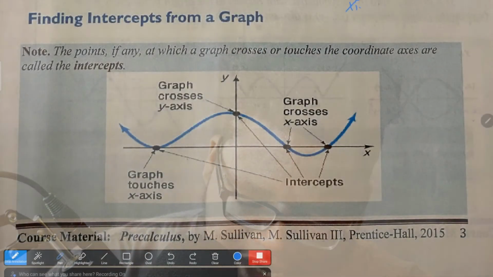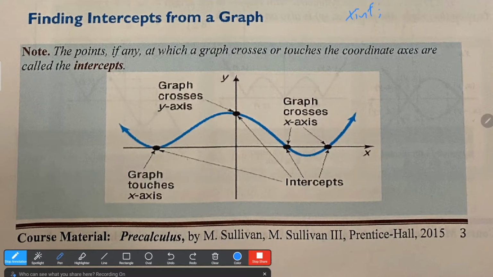When you're trying to find the intercepts of a graph, the way I think about it is like this. If you're trying to find an x-intercept, that is where you cross the x-axis. And when this happens, your y value is equal to 0. And if you're looking for y-intercepts, then this occurs when your x value is equal to 0. So you can think about it: y-intercept occurs when x equals 0, x-intercept occurs when y equals 0.